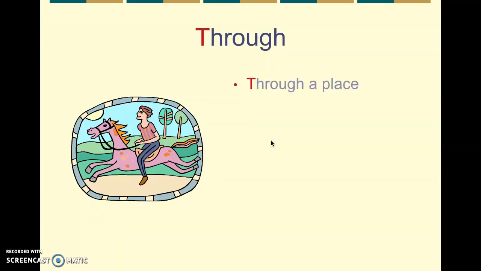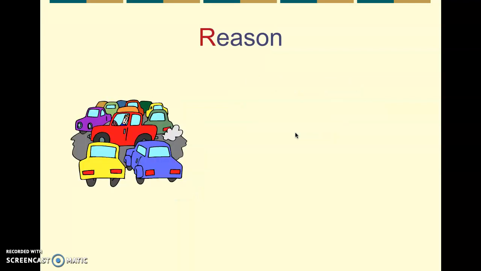Through. Paso por el parque todos los días. Notan ustedes, con para digo camino para el parque. I'm going to the park. Pero paso por el parque. I'm going through the park. Hay una diferencia con por y para en esta manera. Reason.